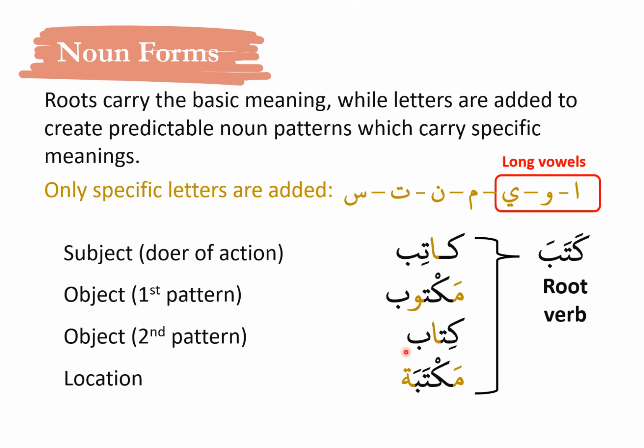The third word here is kitab. Now kitab is slightly different, but still remember, the same thing happened here. We added a long vowel in the middle and changed the marks. So kitab is also an object, and it means book in this case. And the last word is the location or the place of where you write. So it's maktaba, with the additional letter in the beginning and in the end. So these are new forms of words that are linked to the root or to the meaning of the root. And this is the basic system.